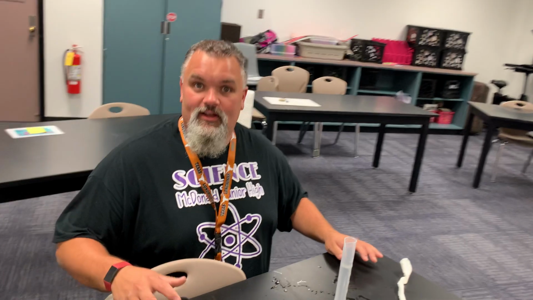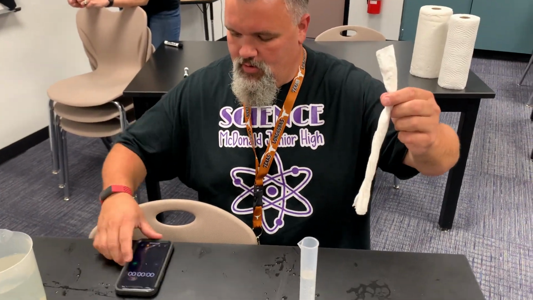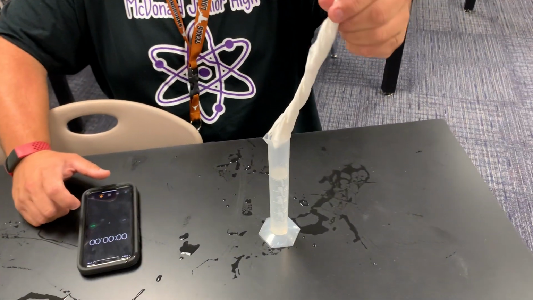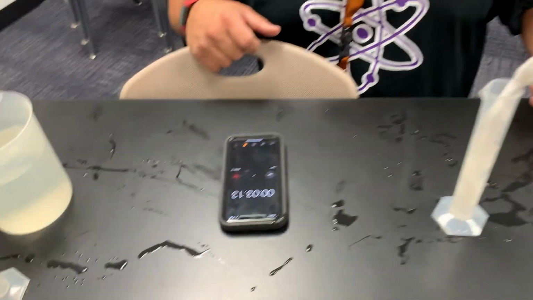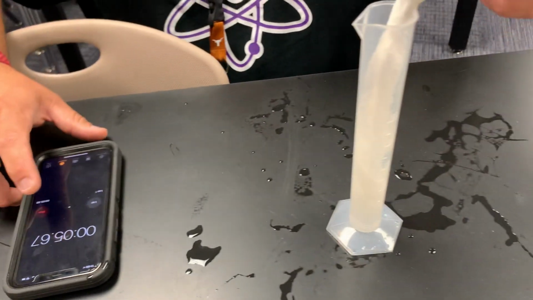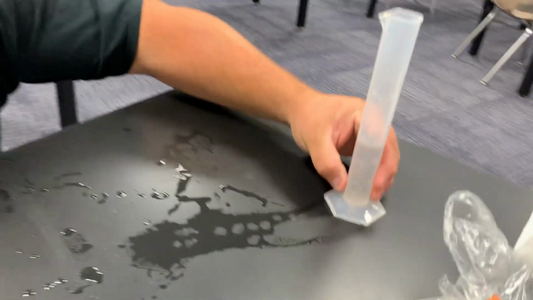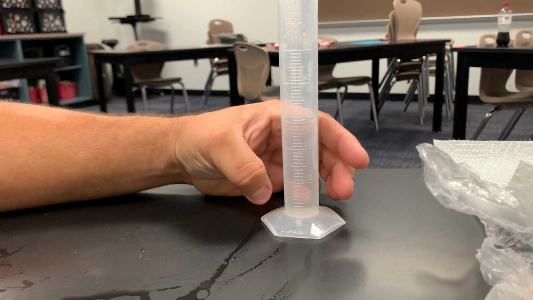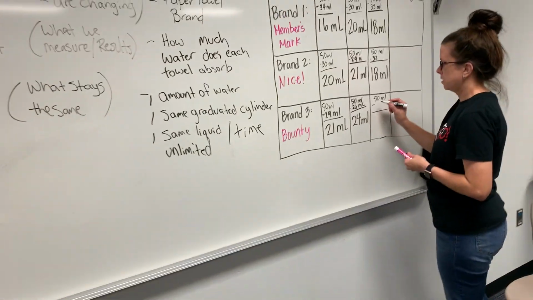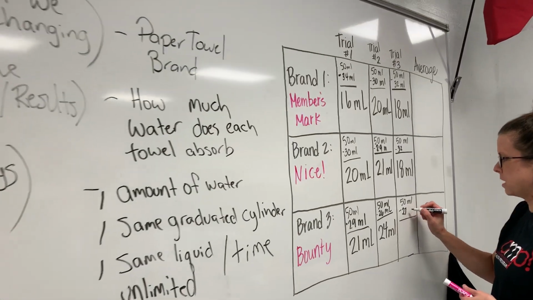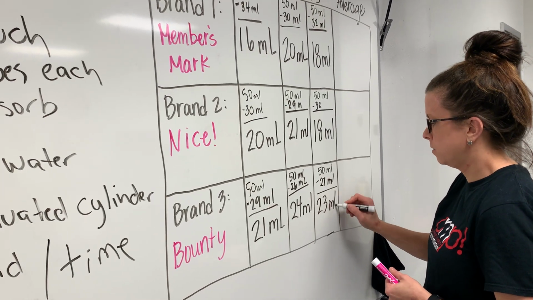Now, for our last of the 9 trials. Two, 3, 4, 5. That one is at 27 milliliters. 50 minus 27 would be 23 milliliters.